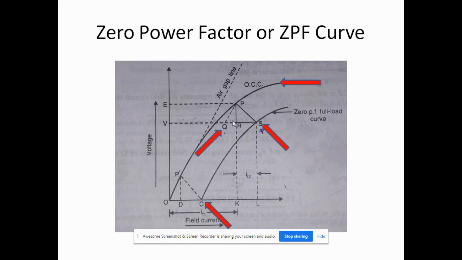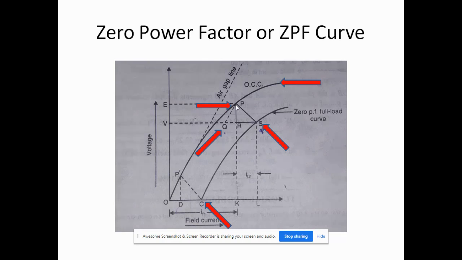Then at point Q, I need to draw a line parallel to the air gap line like this. So this is QP. QP is the line which is parallel to the air gap line. So the P is the point which is touching the OCC curve. So QP is the line parallel to the air gap line and P is the point touching the OCC curve.